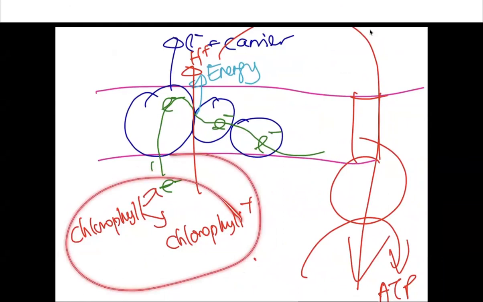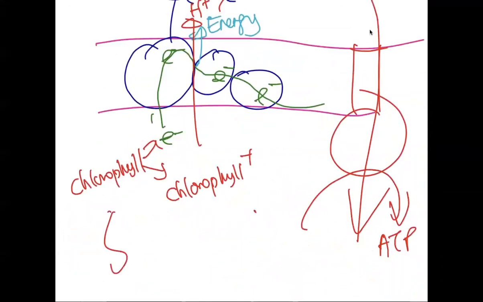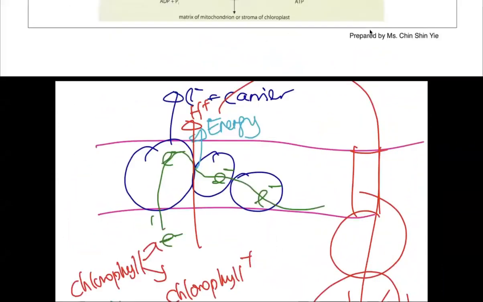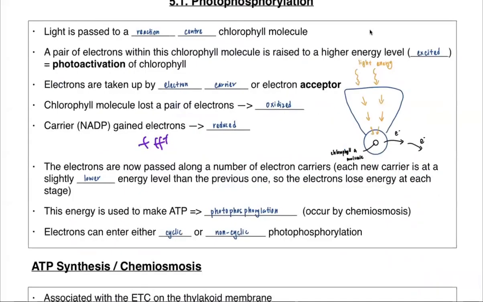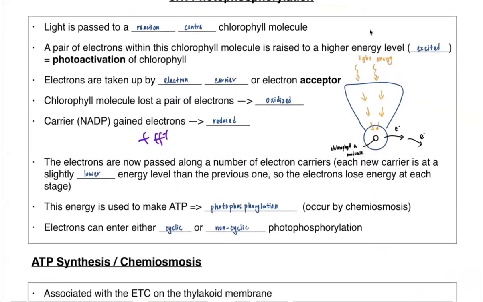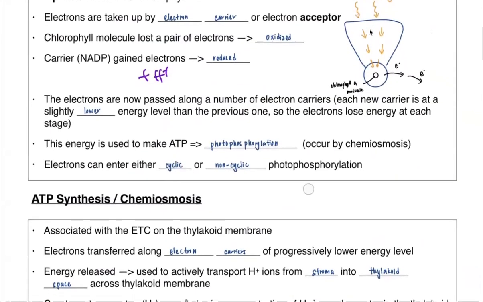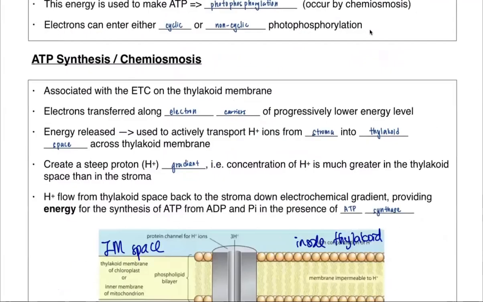Because this process requires sunlight, there is light that provides this energy to the electron. In the case of oxidative phosphorylation, the energy comes from the NADH, that energy store comes from a chemical source, from glucose, so it's slightly different. Anyway, that's photophosphorylation. Then the electrons can enter either cyclic or non-cyclic photophosphorylation. We'll come to see that in a minute.